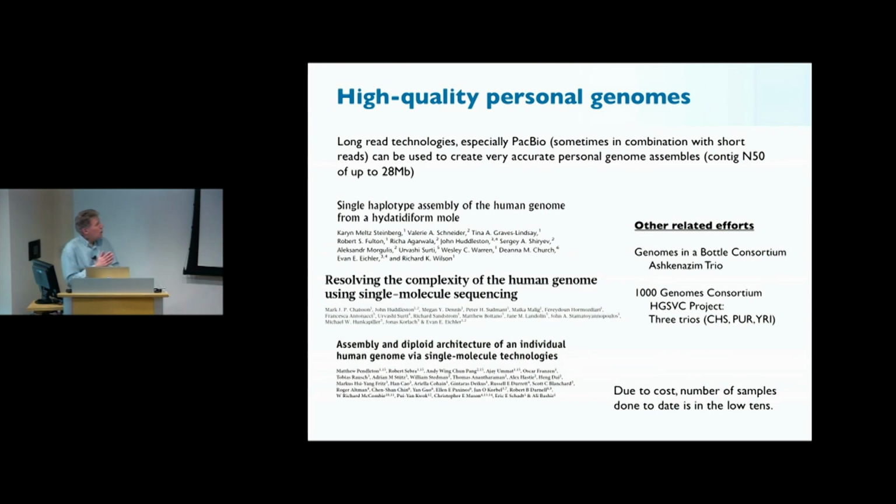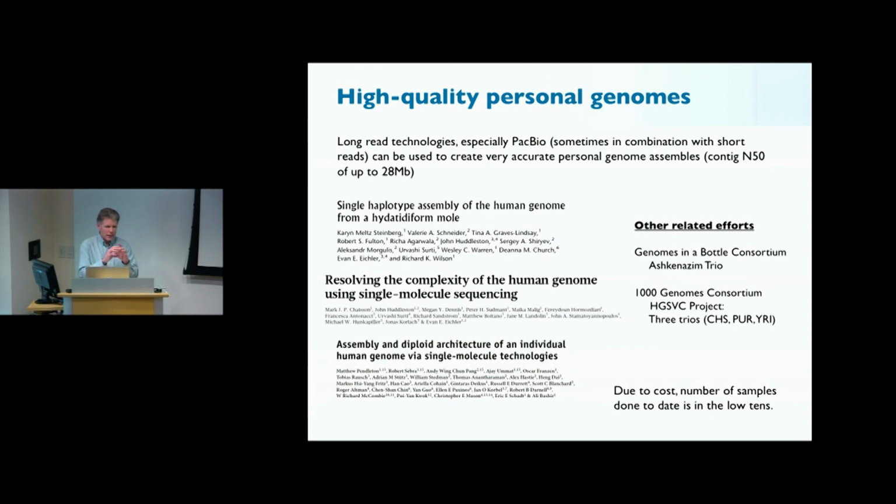Also, people have used long reads, often in conjunction with short reads, to make these high quality personal genomes. Sometimes you use long reads and short reads together, because you can use the long PacBio reads to get a scaffold across the genome, and then the short Illumina reads, which have a lower error rate, to fill in and correct the errors in the PacBio reads. And doing that, you can create these very high quality genome assemblies that are essentially personal genomes.